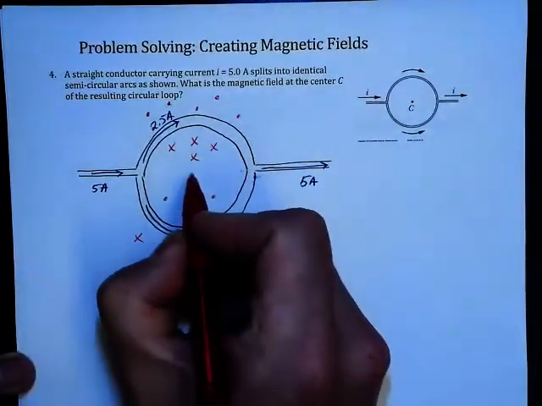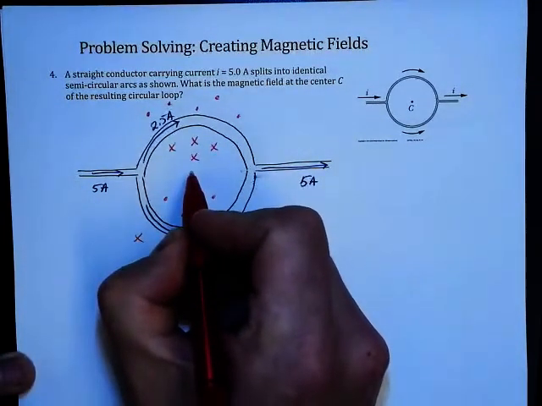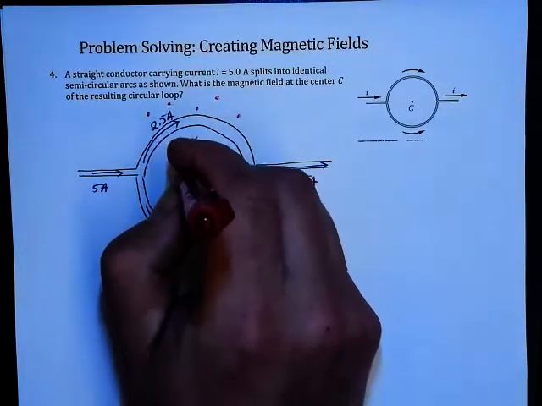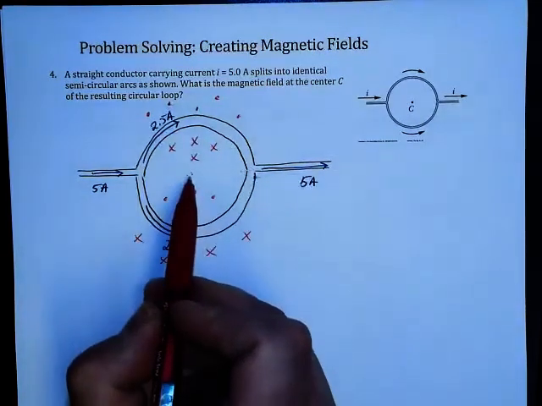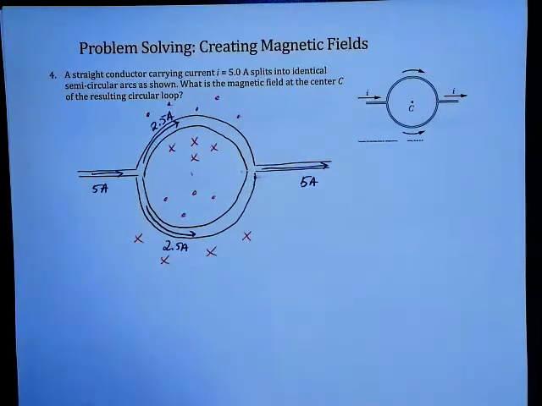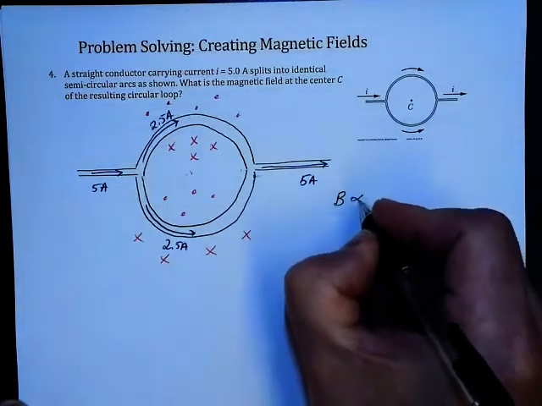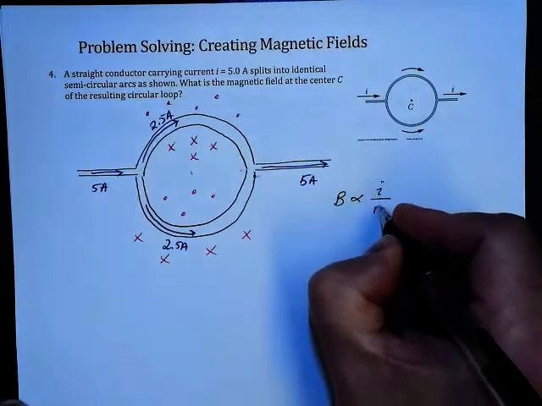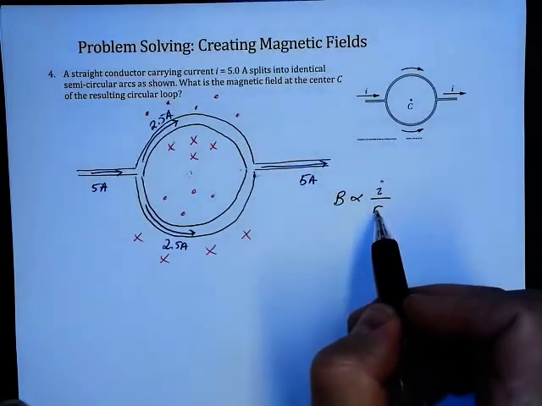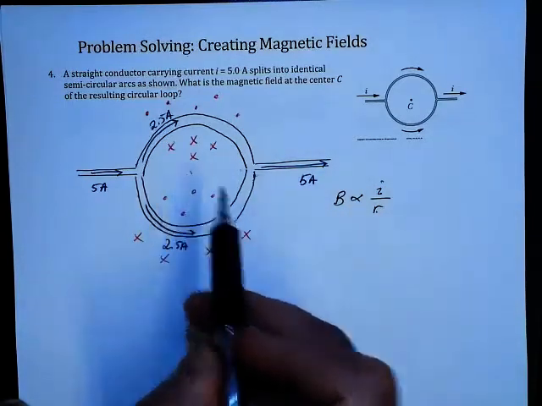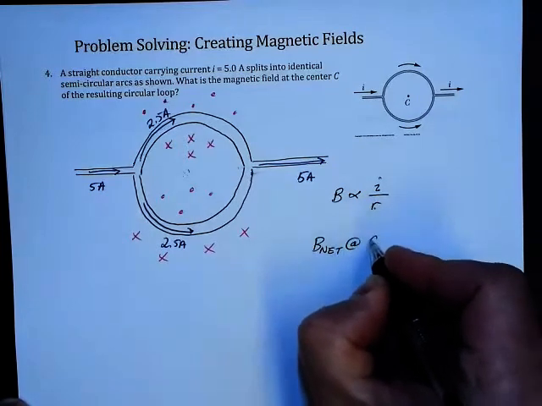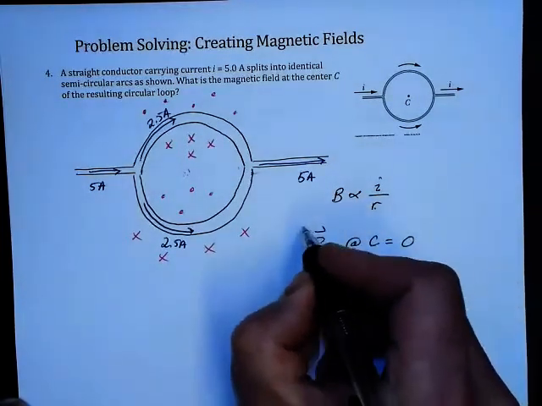But we want to think about the very center of the loop. Well, at the very center of the loop, the magnetic field from the top part of the wire is into the page. The magnetic field from the lower part of the wire is out of the page. And because magnetic field is proportional to both current and distance, if there's the same current going in both wires and I'm the same distance from both of those wires, the net magnetic field at C is going to be 0.